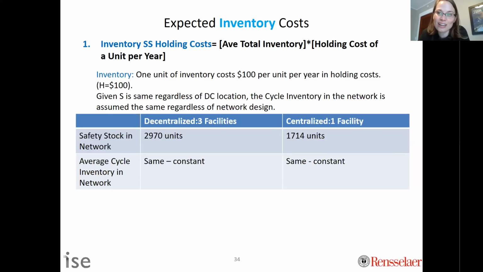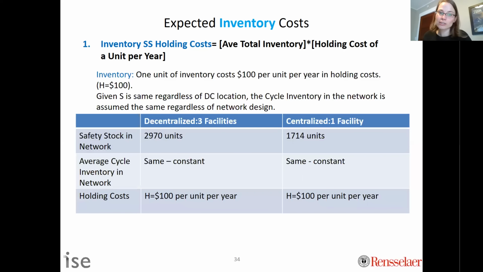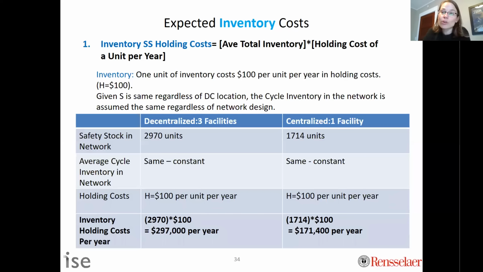In the example that we did, we calculated that we have fewer units of safety stock, 1714 in the centralized system compared to 2970. The cycle inventory Q over 2, we're going to assume is the same in both networks, so we're going to ignore that for our comparative analysis. We are told that the holding cost is 100 per year in any situation. And so we can calculate our inventory cost per year, which is lower in the centralized system. As a check on intuition, that should make sense because the safety stock goes down when you have fewer stocking locations.